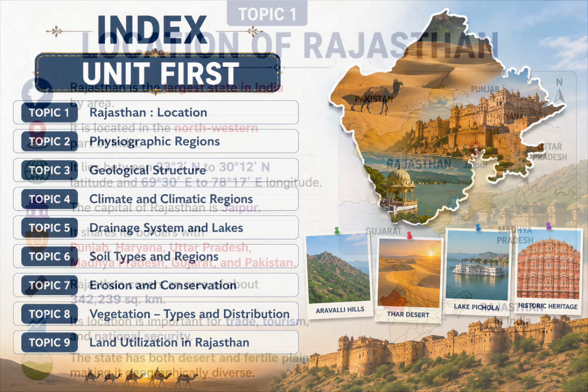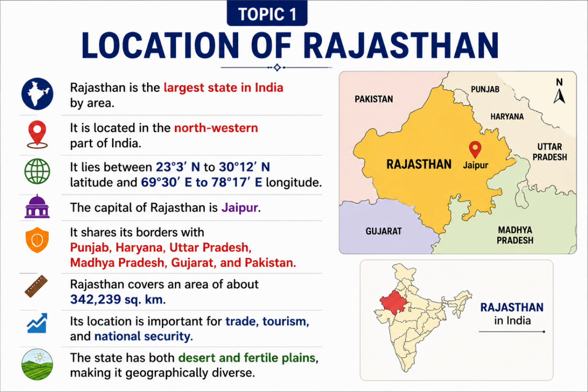Let's start with our first topic. Topic 1. Location of Rajasthan. Rajasthan is the largest state in India by area. It is located in the northwestern part of the country. The state lies between 23 degrees 3 minutes north to 30 degrees 12 minutes north latitude and 69 degrees 30 minutes east to 78 degrees 17 minutes east longitude. Its capital is Jaipur. Rajasthan shares its borders with Punjab, Haryana, Uttar Pradesh, Madhya Pradesh, Gujarat, and Pakistan.